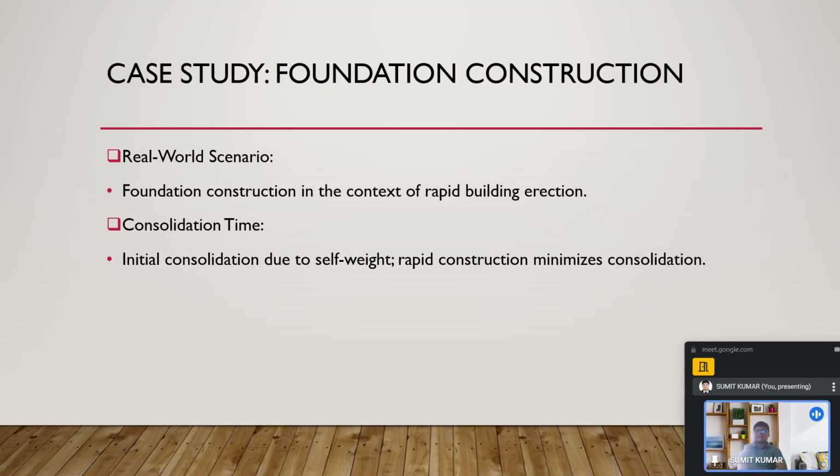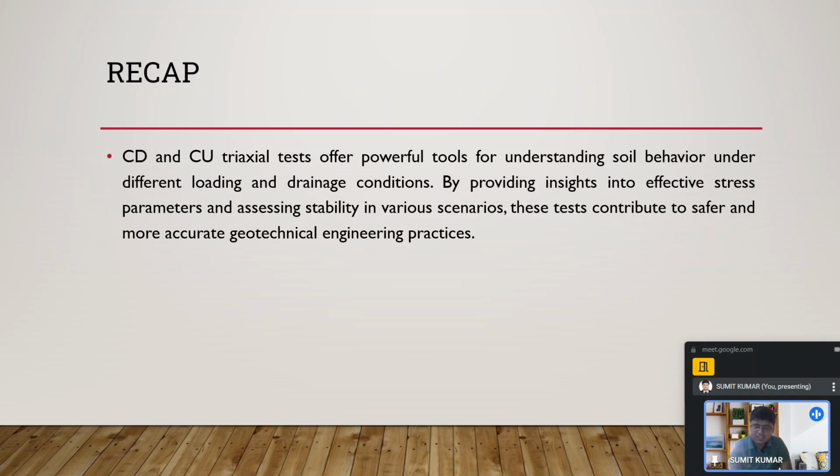When we talk about the practical field study, the real life example. In a real life scenario, take foundation construction in the context of rapid building erection. The consolidation time is the initial consolidation time due to self-weight. Rapid construction minimizes the consolidation because it takes less time, so it will not allow the settlement to take place. It will not allow that much time for consolidation to take place in the field.